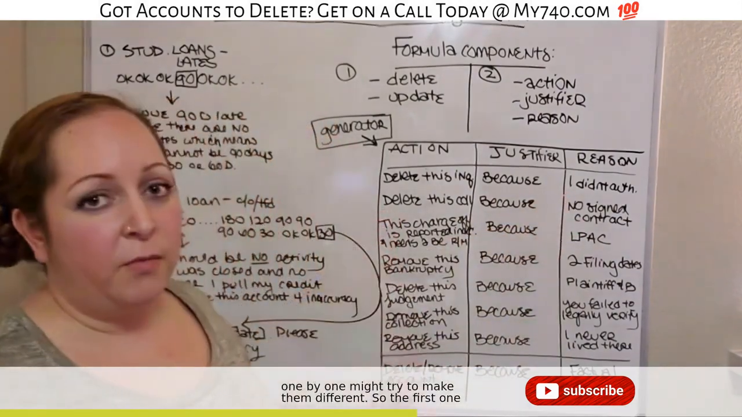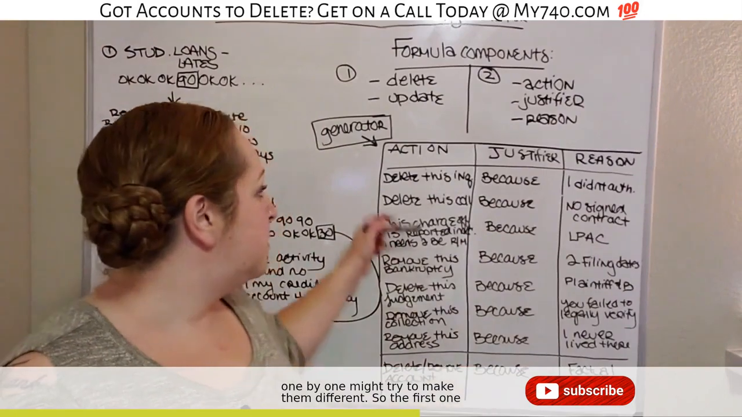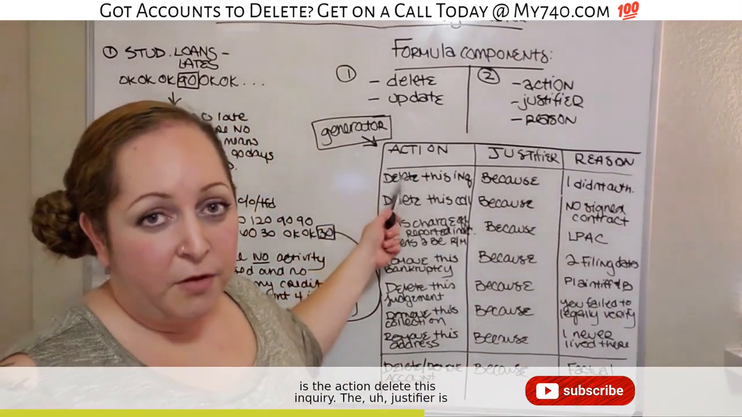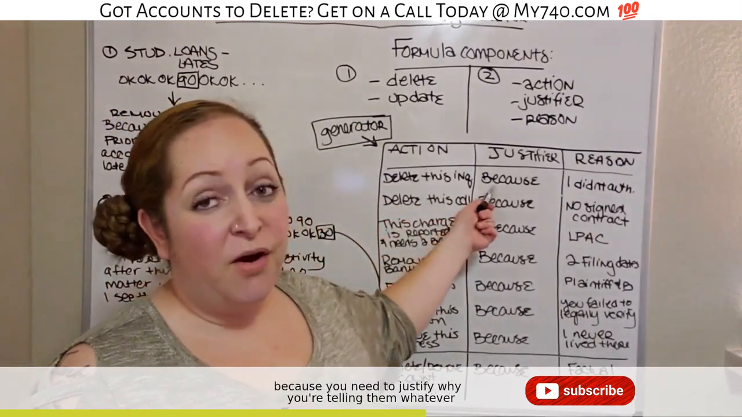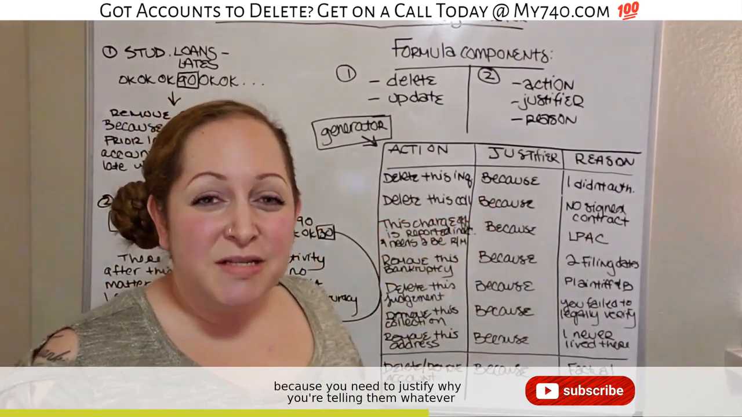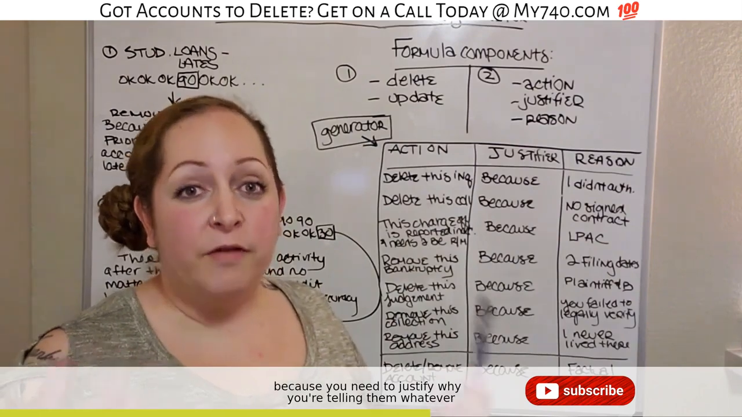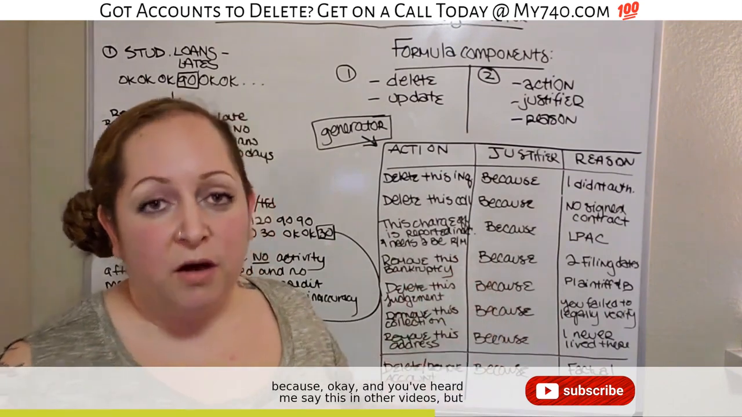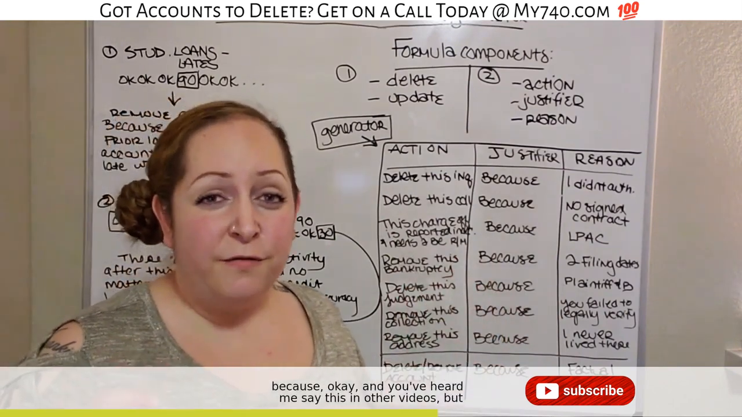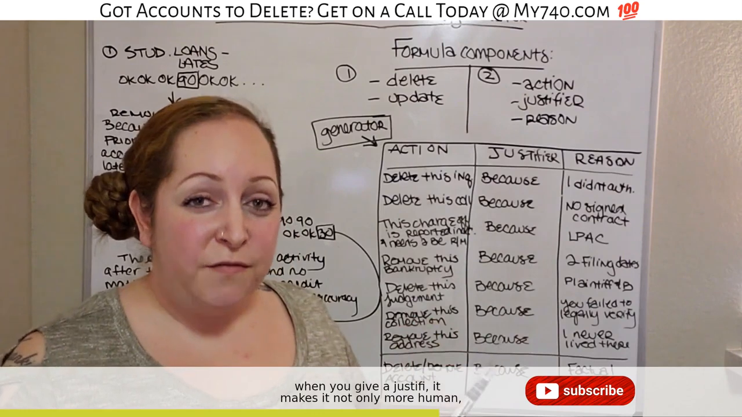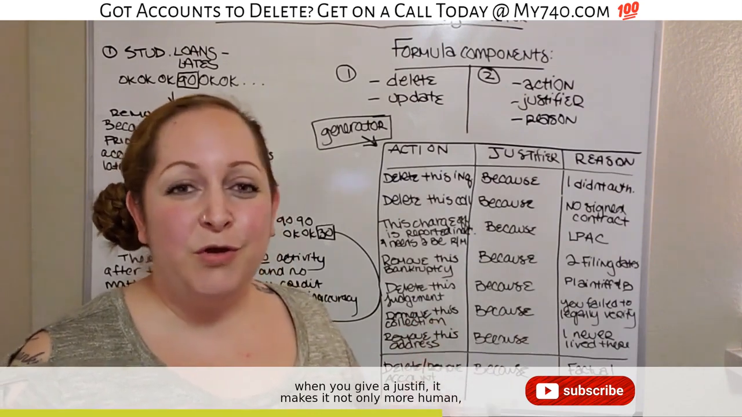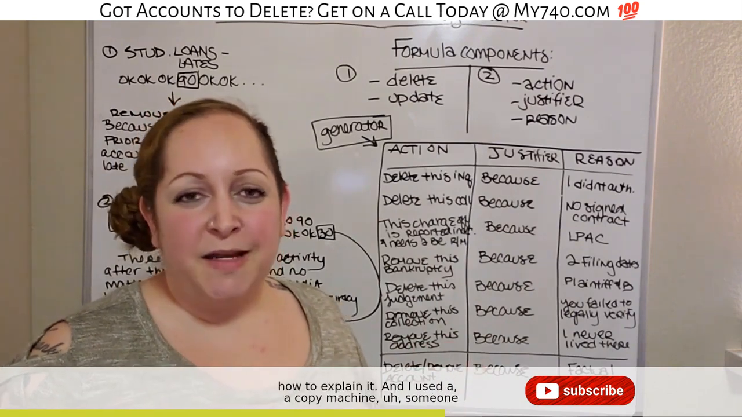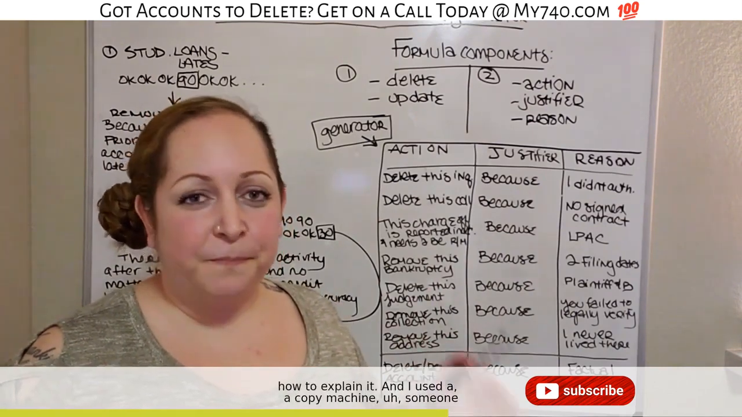So we're gonna go one by one. And I tried to make them different. So the first one is the action, delete this inquiry. The justifier is because. You need to justify why you're telling them whatever you're telling them. Remove it because, delete it because, update because, okay? And you've heard me say this in other videos, but when you give a justifier, it makes it not only more human, but they actually want to help you more or something. I don't know how to explain it.